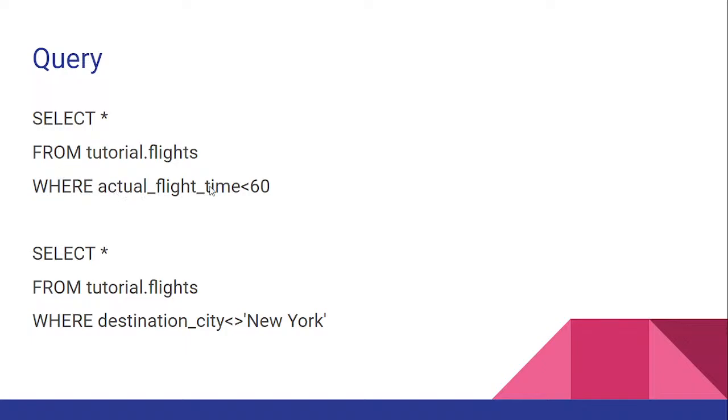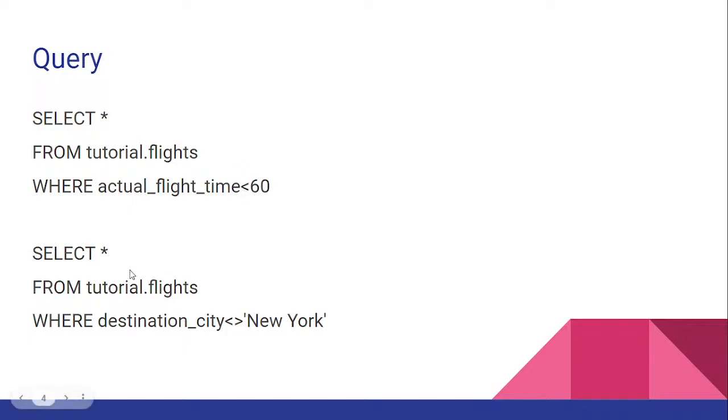So when I want the actual flight time to be less than 60, I'll say select all of the tutorial flights only and only if they satisfy this condition, that is the flight time is less than 60. So I'll use the less than operator here and 60.